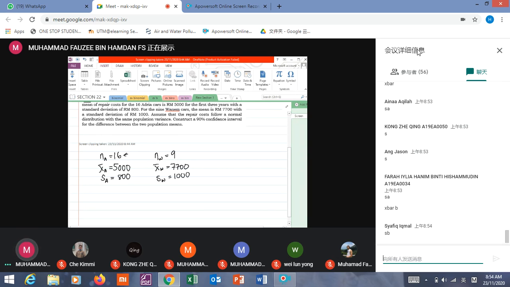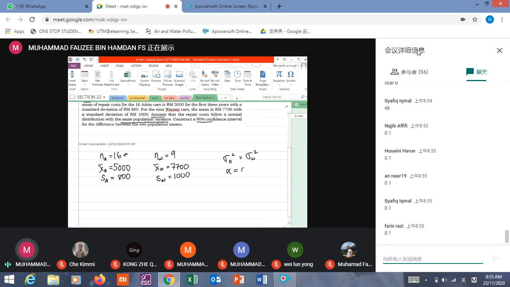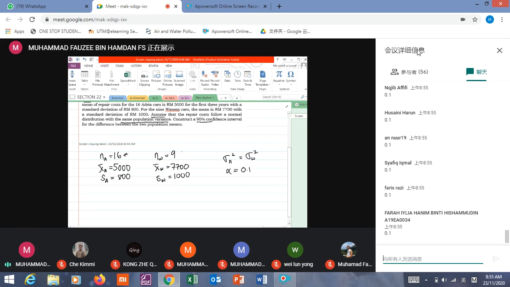Okay, now look at this one. Assume the repair cost follow a normal distribution with the same population variance. So in this case, we assume the population variances are equal. So construct 90%. If 90%, what is the value of alpha? 0.1. Okay, good. Now this is all the information that you gain from this problem.